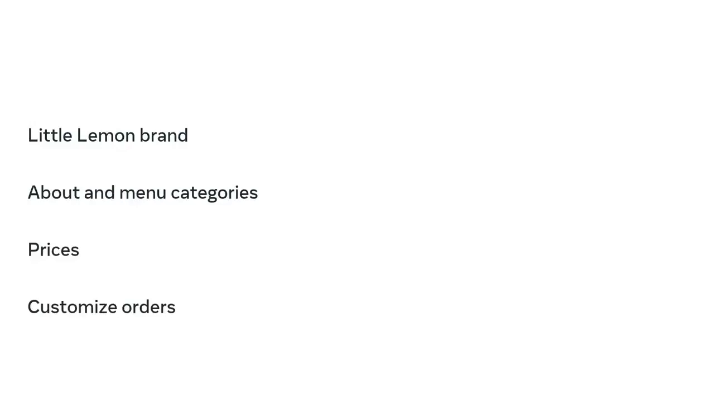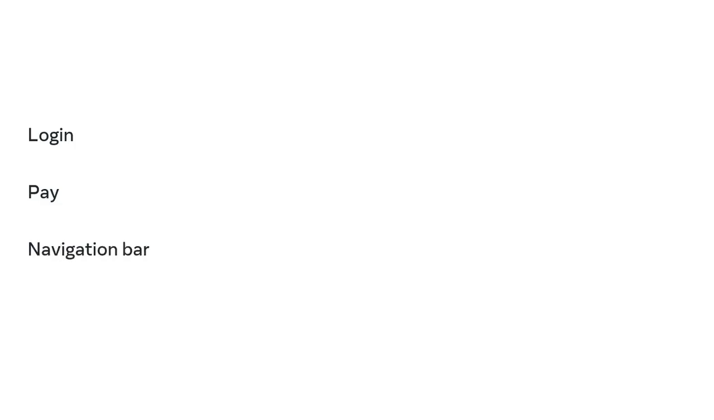It will show the Little Lemon brand, about and menu categories, prices, and a customized orders section. It will also show description and photos of dishes, delivery or takeout options, the number of dishes in each order, and an Add to Order button. Finally, it will show a login and a pay section, and of course a navigation bar. Now I have a good idea of what I need to put on my wireframes.